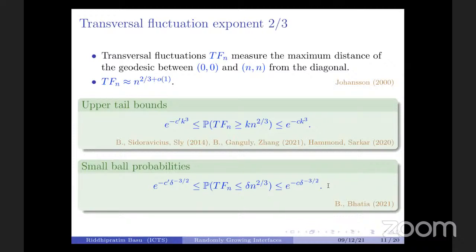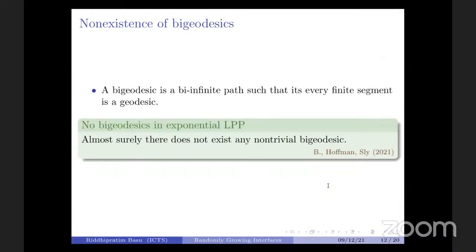And I should mention that this information is obtained by relying on particular information about the point-to-point passage time. I mentioned this convergence to the Tracy-Widom distribution before. There are pre-limiting versions of those convergence results, and using them, you can obtain geometric information like the transversal fluctuation estimates for the geodesic. And there is other information you can obtain. For example, you can show that there cannot exist any non-trivial bi-infinite geodesics.